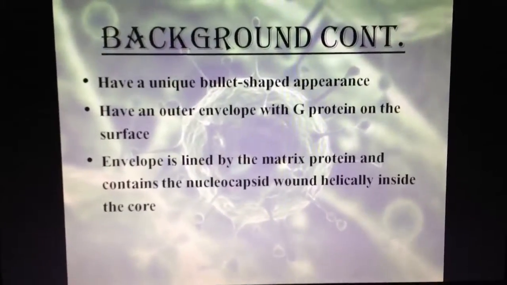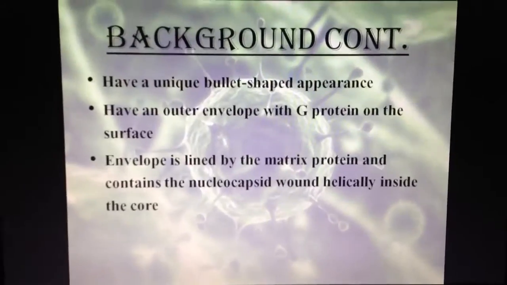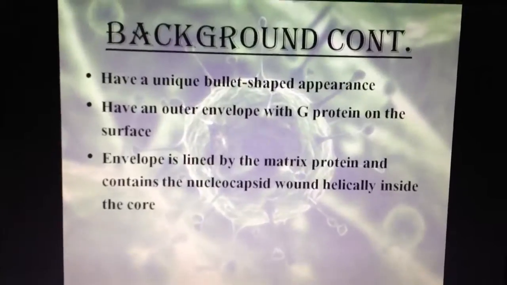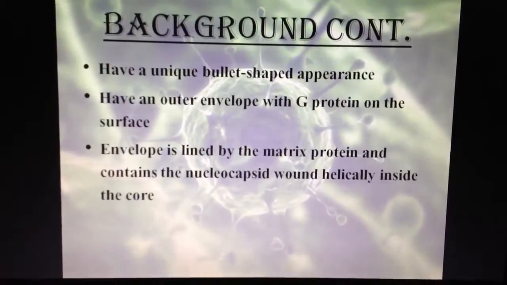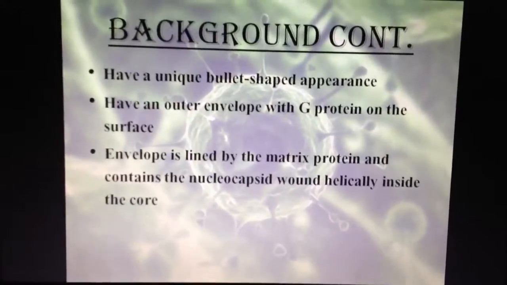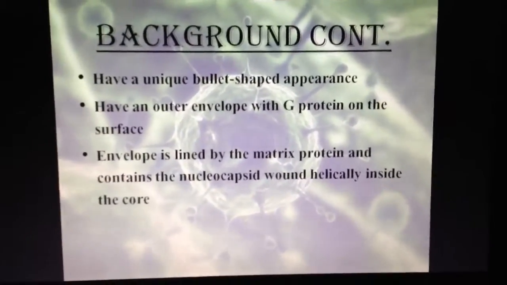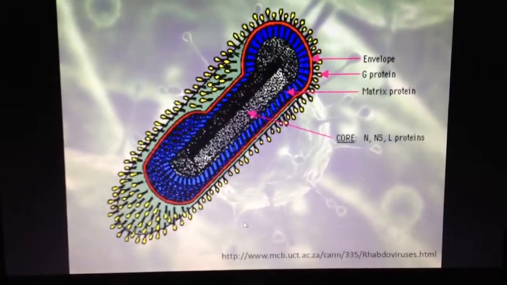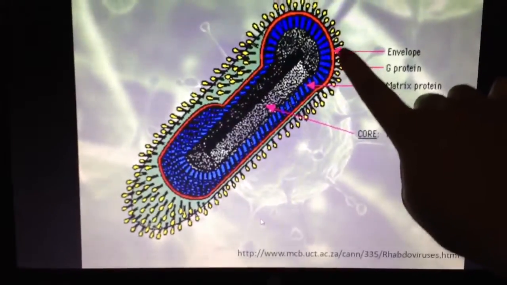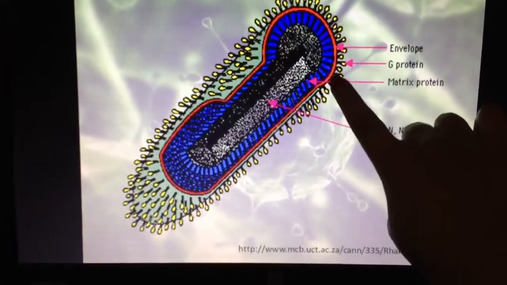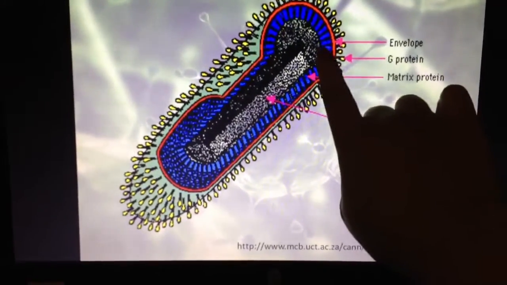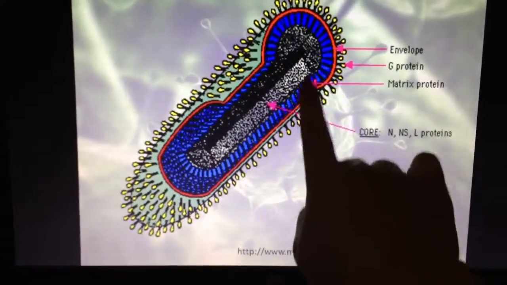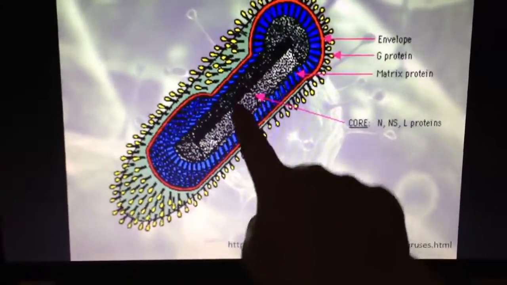They have a unique bullet-shaped appearance. They have an outer envelope with G protein on the surface. The envelope is lined by the matrix protein and contains the nucleocapsid wound helically inside the core. And we will look at the image right here. As you can see, you have the G protein lined toward the end right here, and then you have the envelope, which is right there, and then you have the matrix protein right inside it, and at the very core you have the core protein.